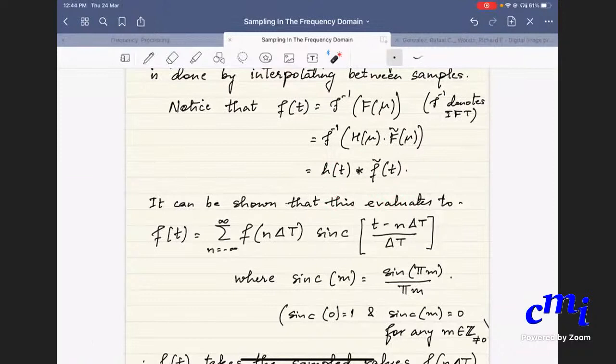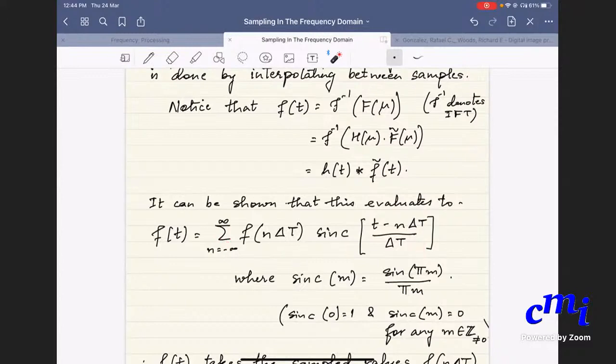Now, the way this is computed: I haven't written all the details, and I also didn't provide a reference, but I can provide one. The point is that this evaluates to all this, where sinc is this function. I'll give you a reference. But the point now is that f of t is this infinite sum.